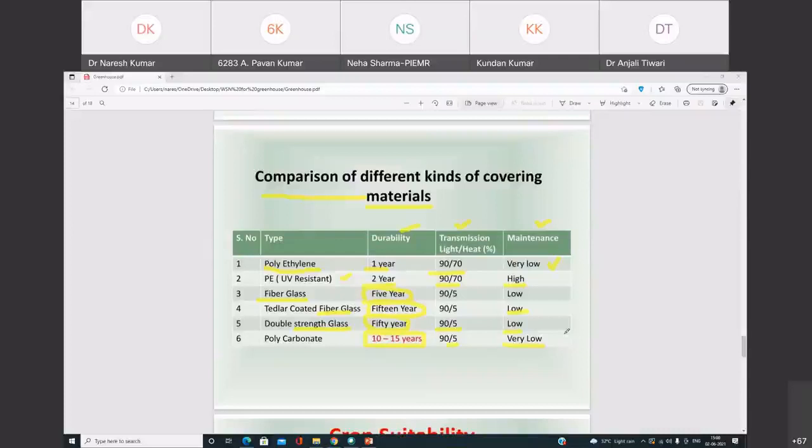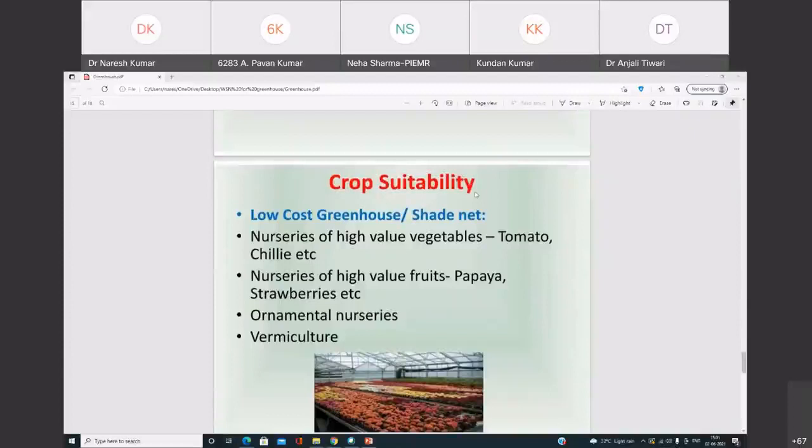But depending upon the crop to be cultivated and the initial cost the farmer is willing to bear, that can be installed. Along with this, there are many government schemes also which provide a subsidy on the construction of the poly houses that can also be availed of.